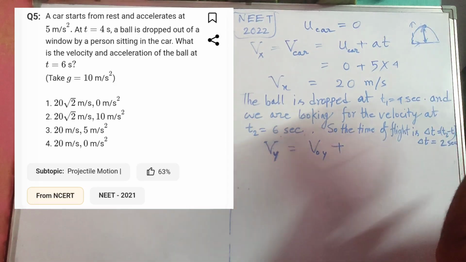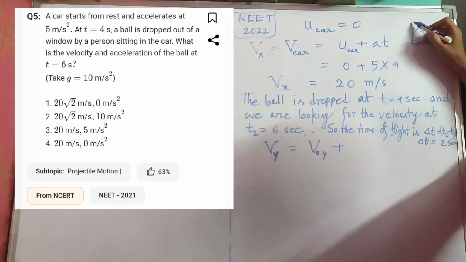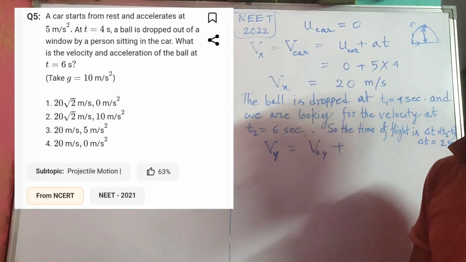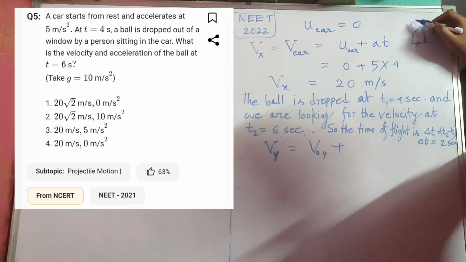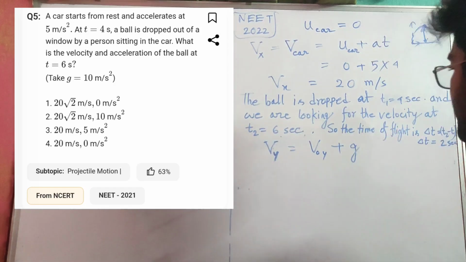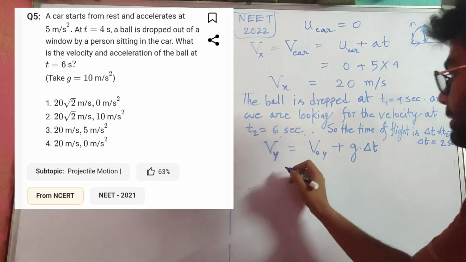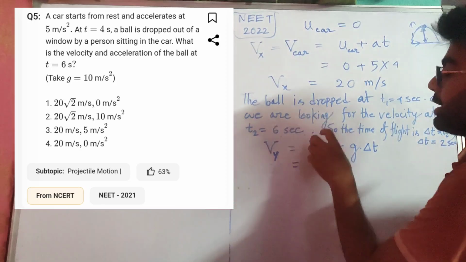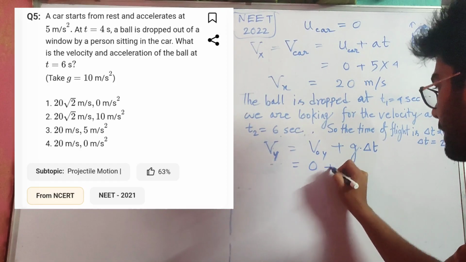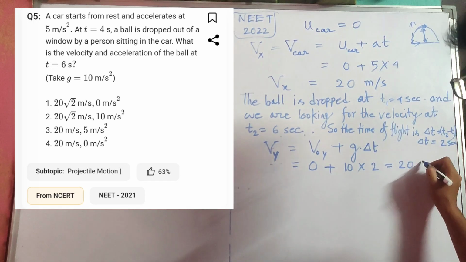Plus we know along the y-axis the acceleration is always g, always 9.8, or 10 meters per second squared. Along the y-axis the acceleration of a free body is always g. That means velocity is g into delta t, the time of flight, 2 seconds. So Vy equals the initial velocity 0 plus g, which is 10 by the question, times delta t which is 2, that means 20 meters per second.